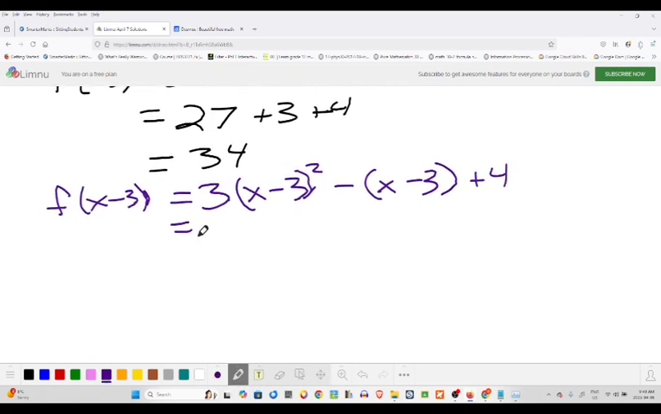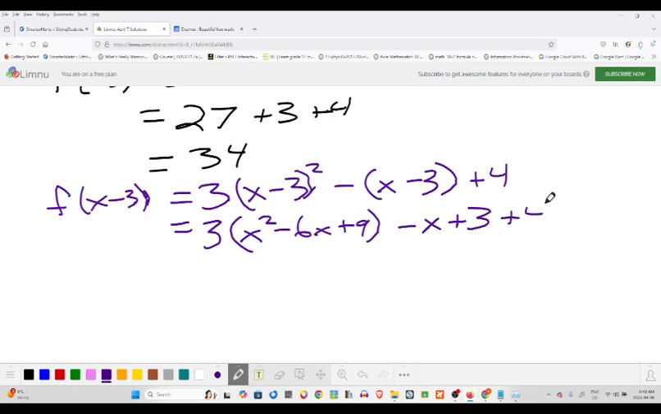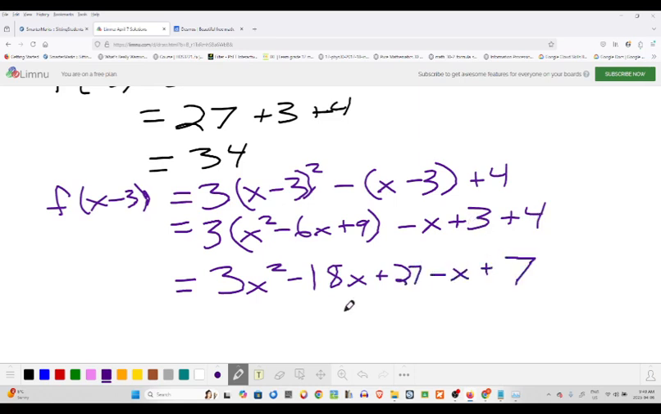So that's going to be 3x squared minus 6x plus 9, minus x plus 3 plus 4. Or just distribute the negative through the brackets and leave nothing here. Now we'll distribute the 3 through the first bracket: 3x squared minus 18x plus 27 minus x, and I can combine these right away to a plus 7.